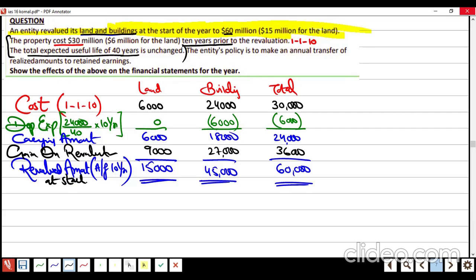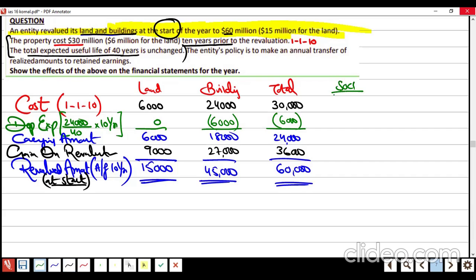This revaluation is at the start of the year, no? Or end of the year? At the start. We need SFP now. SFP will be at the end of the year. Am I right? Now the problem.